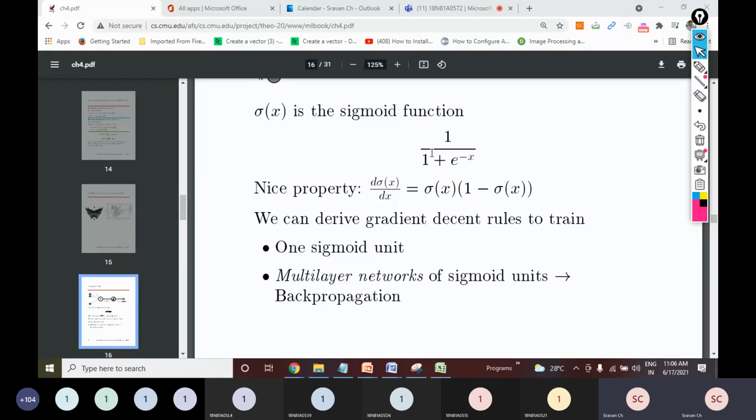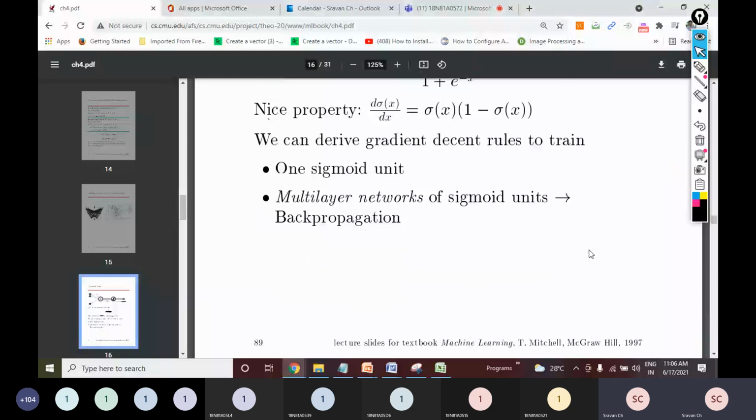Whatever output I am getting after applying the sigmoid function, on that I can also apply gradient descent rules. So we will apply gradient descent rules to train our sigmoid unit also. Friends, multi-layer network of sigmoid units and backpropagation is what we have discussed now.